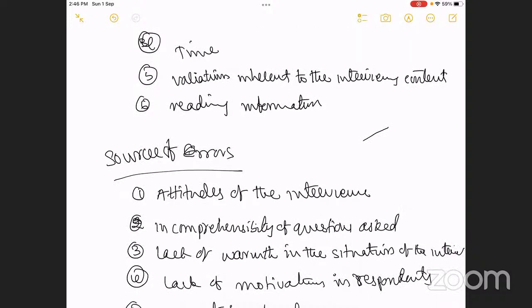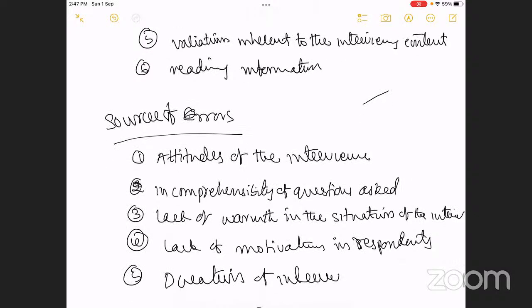Okay, lack of warmth in the situation of the interview. That means in the beginning of the class, you need to maintain a rapport with the respondents అనుకున్నాం కదా, అది లేదనుకోండి, వార్మ్ లేకుండే, so we'll get different answers. So lack of motivation in the respondents. Sometimes they give and sometimes they won't give. అయ్యకుంటే ఏమవుతుంది అనుకుంటే కూడా ఇవ్వరు రెస్పాన్స్.